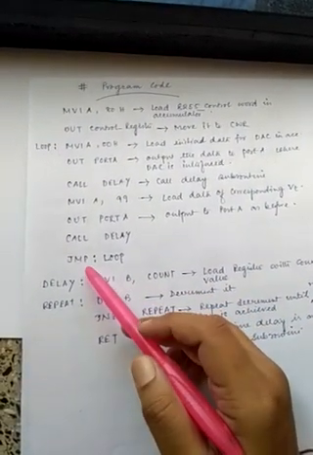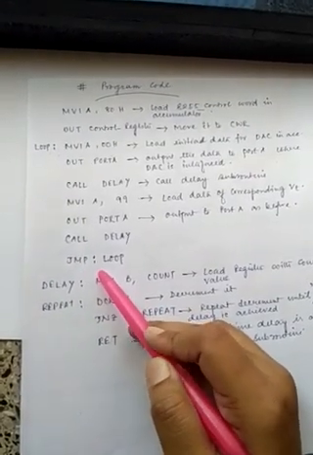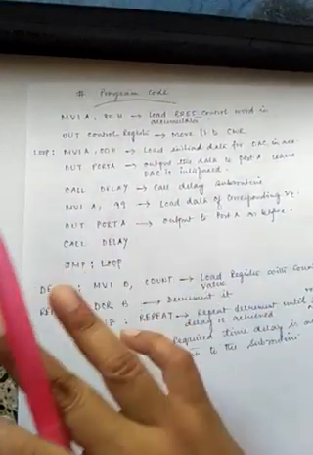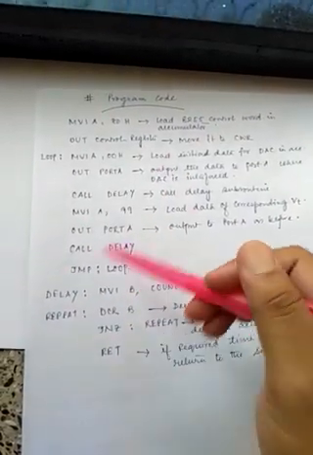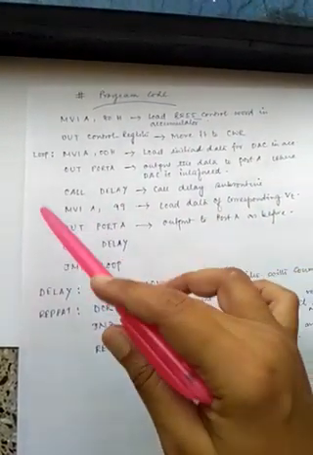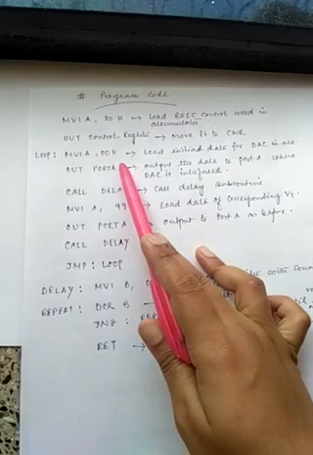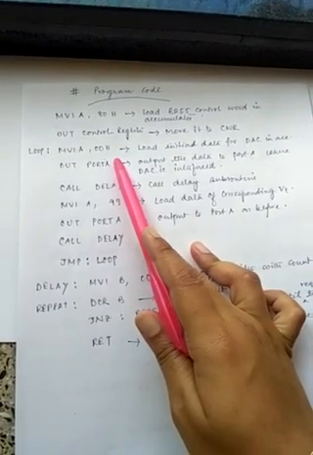And next the instruction is JMP LOOP. If all goes fine, then we exit the loop, otherwise we will again go to the portion where we take the value 00, right?